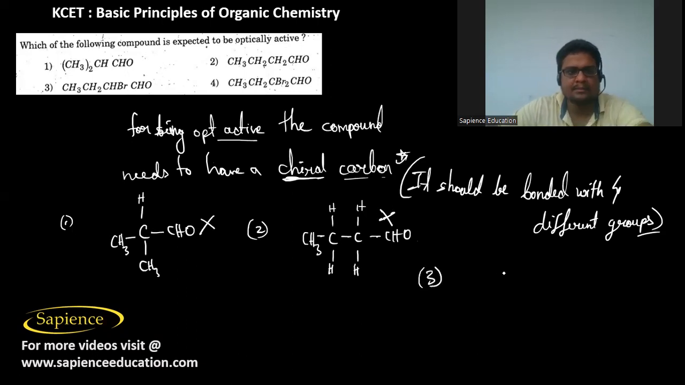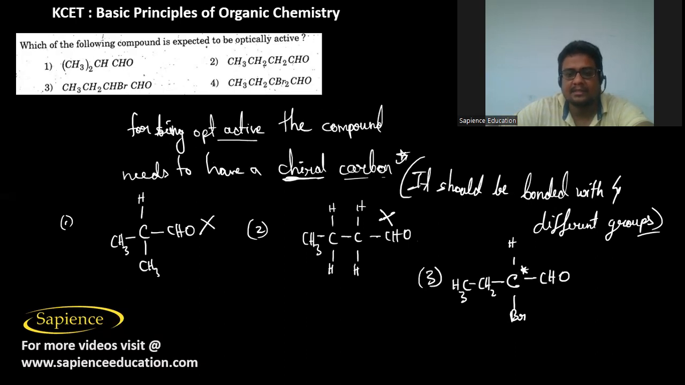And in the third case, it is CHBr, and then this is CH2, then CH3, then this is CHO. So here this carbon is attached to four different groups, so it is optically active.